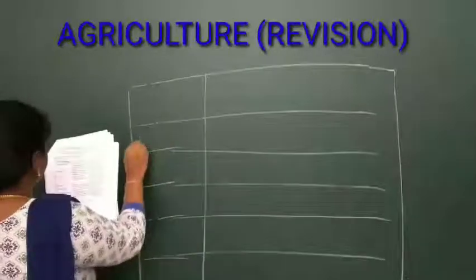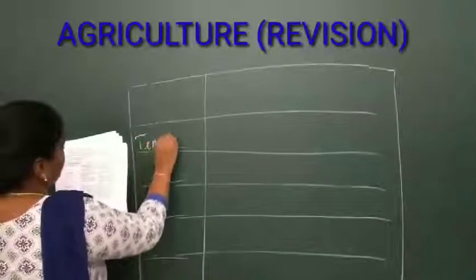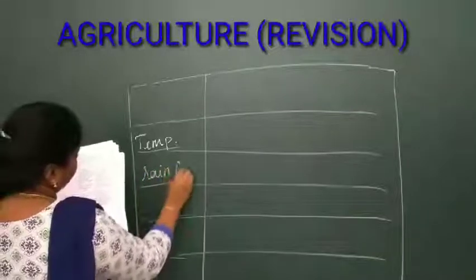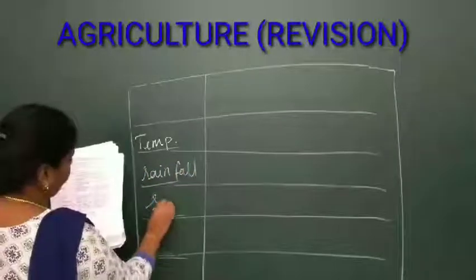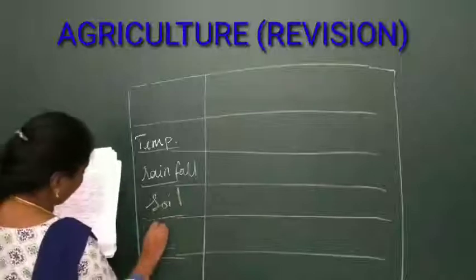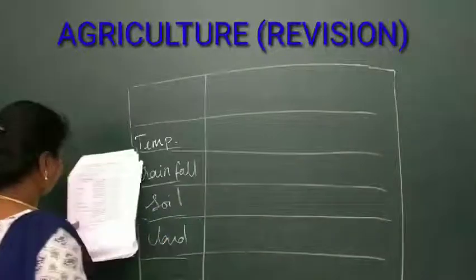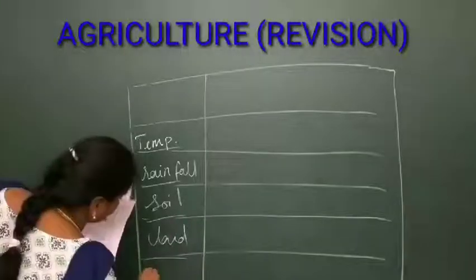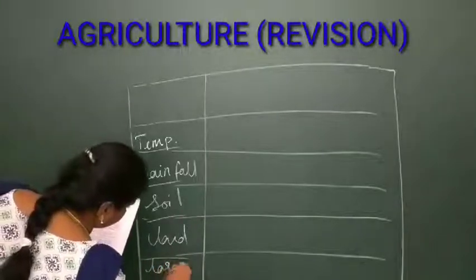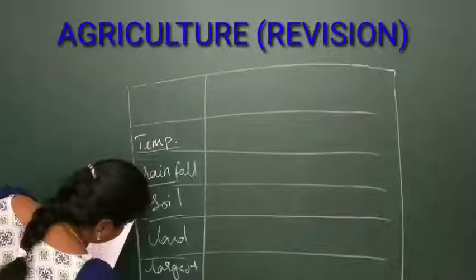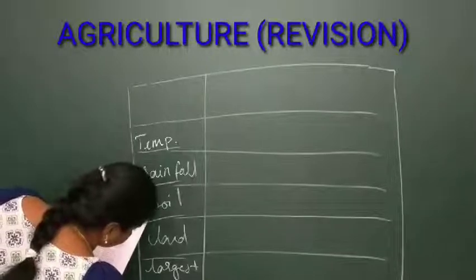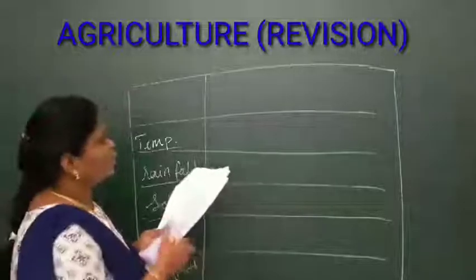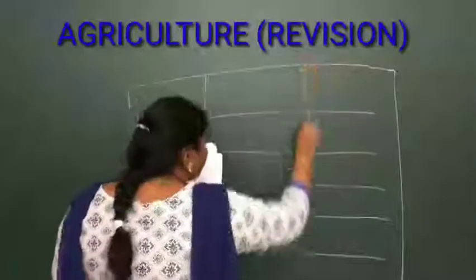We'll write here temperature, so temperature of an area, rainfall, okay, then soil, then land, okay, then other states, largest producer and other states. So we'll have other states here. So what we are going to do is we'll be having columns like this.